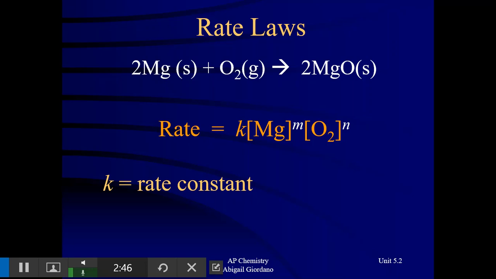Then you have a set of brackets. Remember, brackets mean concentrations, molarities, right? And each reactant is raised to the power of some exponent. This little m and little n, these are called rate orders. And we're going to learn about how you find what those exponents should be.